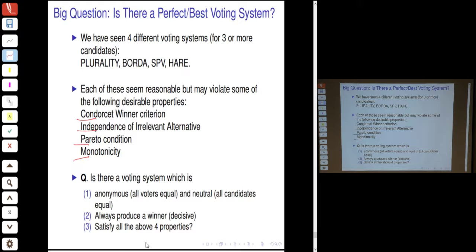So the question therefore boils down to: is there a voting system which satisfies some basic properties like anonymous, so all voters must be equal, so all votes must be equal, and neutral, so all candidates should be equal? Anonymous means it should not be, for example, like a dictator. And neutral means all candidates are equal, so for example, it should not be like a monarchy. And it always produces a winner, decisive, and satisfies these natural properties.